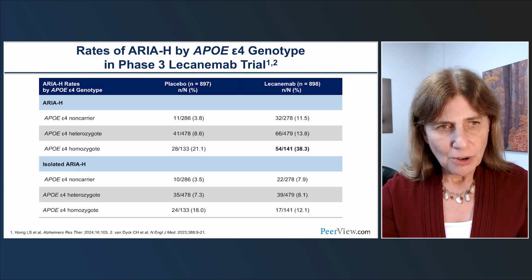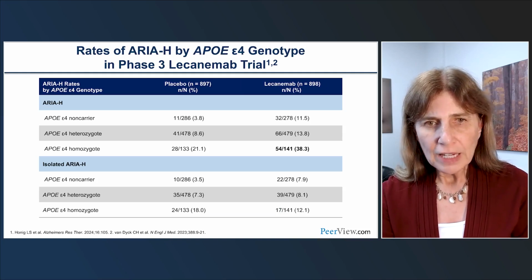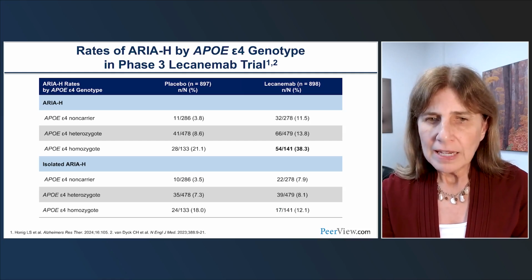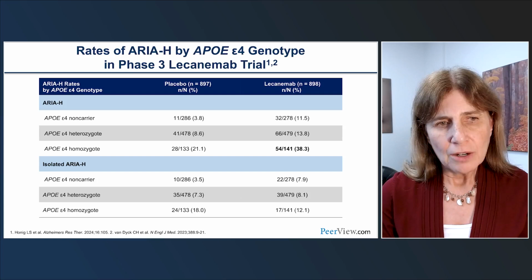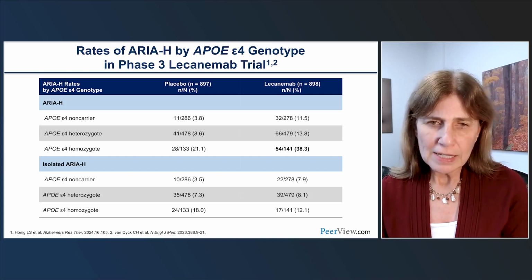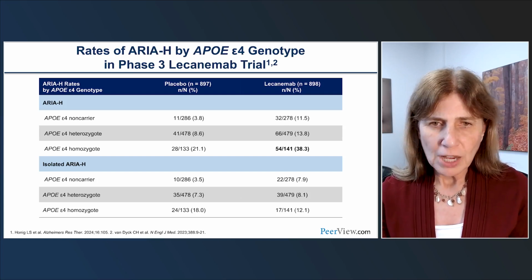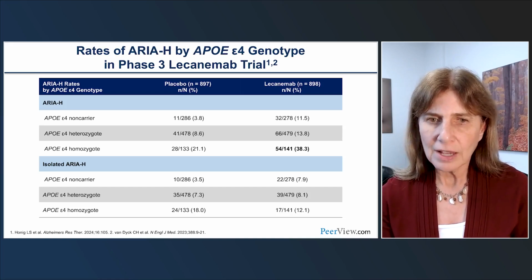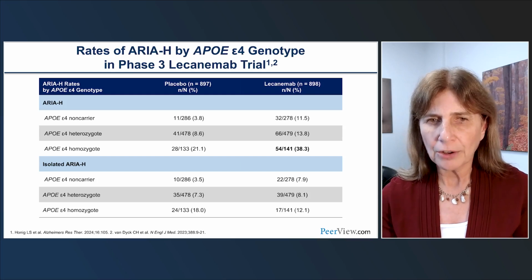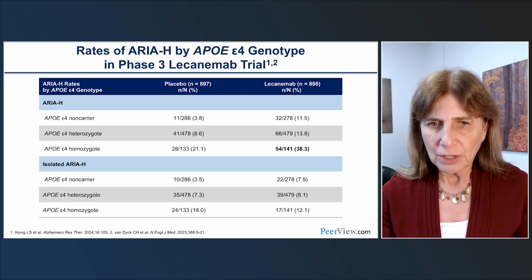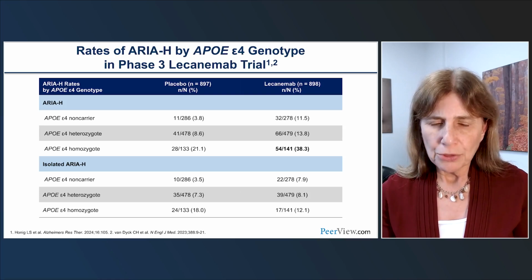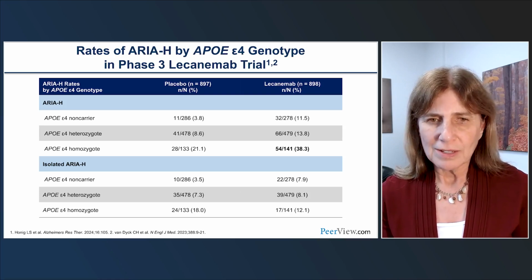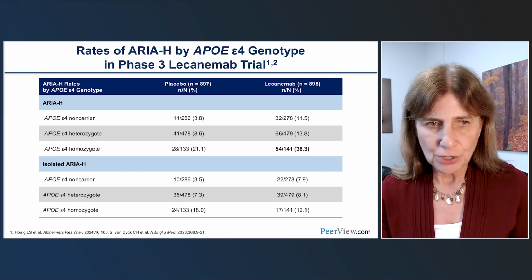What we were talking about was ARIA-E. When we look at ARIA-H, if you look at the last column, again, you will see an increase in ARIA-H rates depending on genotype, and very similar between the non-carriers and heterozygotes. The heterozygote E4 carriers have a little bit higher rate, going from 11.5% up to 13.8%, but a 38.3% APOE4 homozygote rate for ARIA-H.